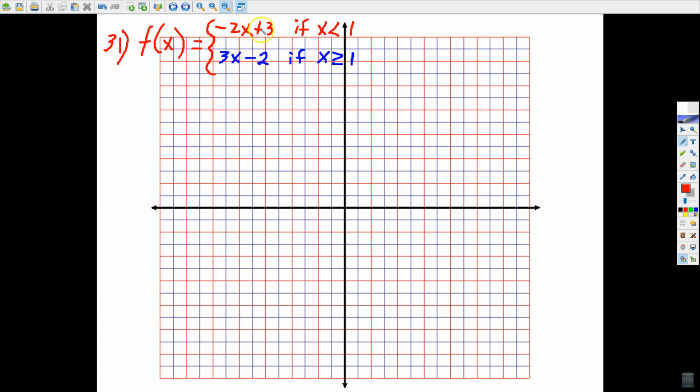So let's just go ahead and take a look at what the line, if this were y equals negative 2x plus 3. Okay, so here's 3 on the y-axis. Now let's count a slope of negative 2, up 2, left 1. Okay, and for now, I'm going to do the same thing I did before. I'm going to go ahead and draw the whole line, just so you can see how this works.